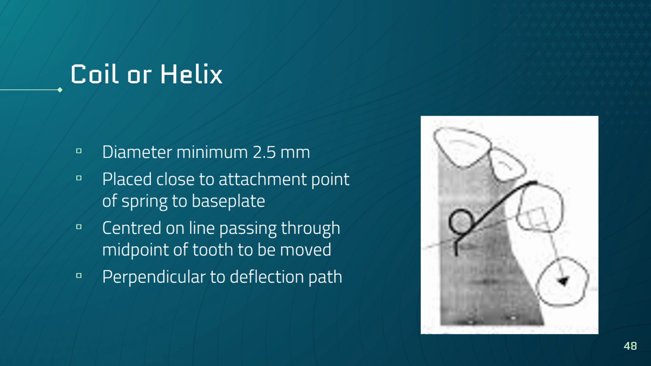Coil or helix. Now, the coil or helix should be of a minimum 2.5 millimeter in diameter, preferably about 3 millimeters. The coil should be placed close to the attachment point of the spring to the base plate. Now, it should be centered on a line passing through the midline of the tooth to be moved, and it should be lying perpendicular. The spring should be perpendicular to the direction of the deflection path.